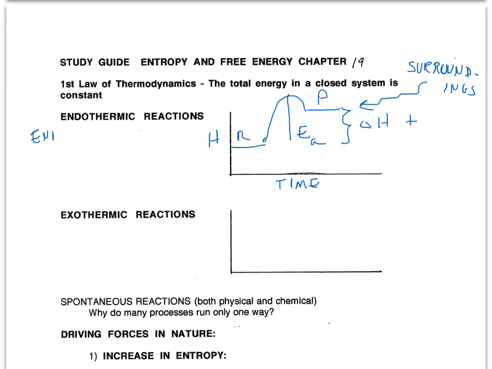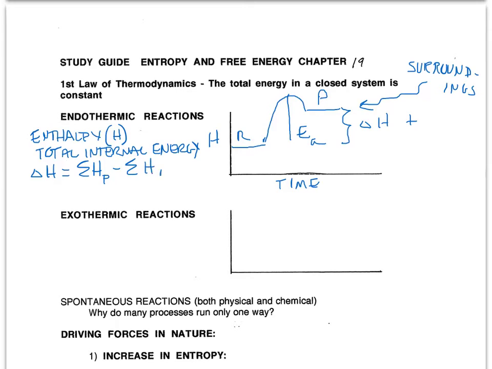We haven't defined enthalpy in a while, but our variable is H. It's defined as total internal energy. Again, a little review for you. And how do you calculate delta H? Yeah, it's the summation of the heat of the products minus the summation of the heat of the reactants.